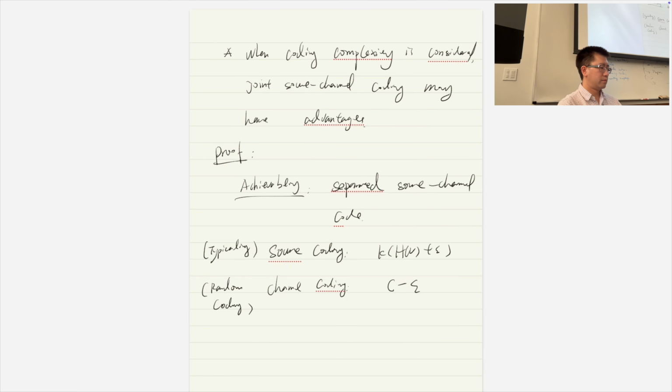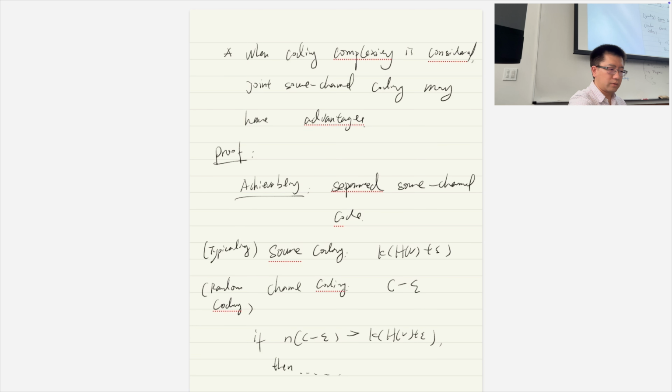Right, just combine them, right? And we can show that if this guy is bigger than this guy, the source rate, then we're okay. Otherwise, it's not okay, right? So this is basically the achievability part. Do a typicality for source coding and random for channel coding, right?